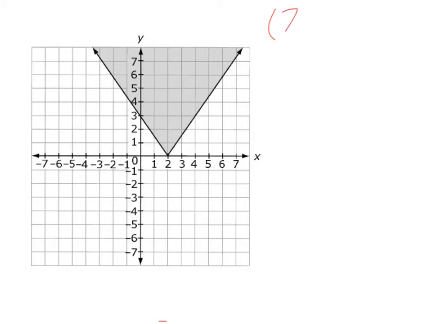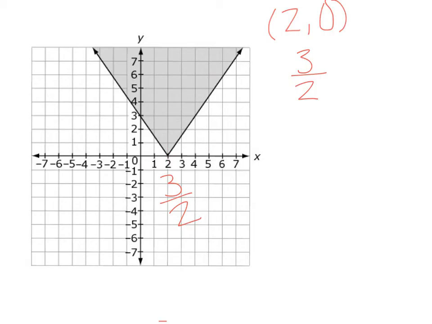Okay, our vertex is going to be at (2, 0). So I write my vertex. And then I look at the compression or the stretch. So starting from the vertex, going to the right, it looks like I'm going up 3 and over 2, up 3 and over 2. Okay, so my stretch is 3 over 2.